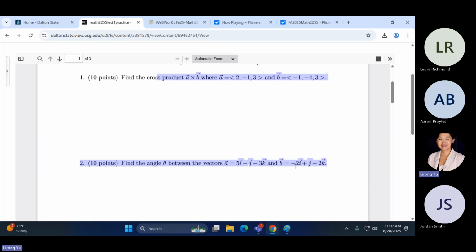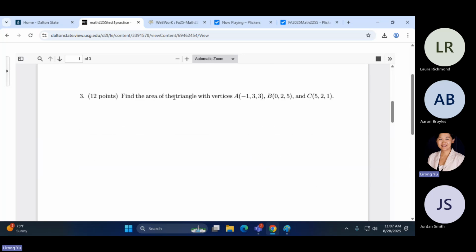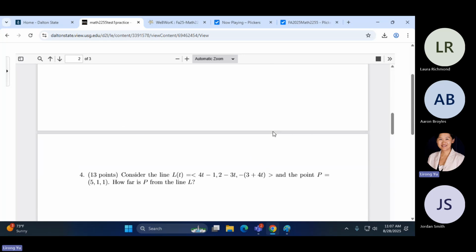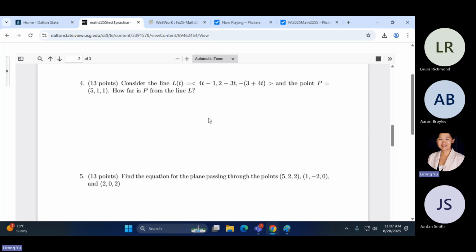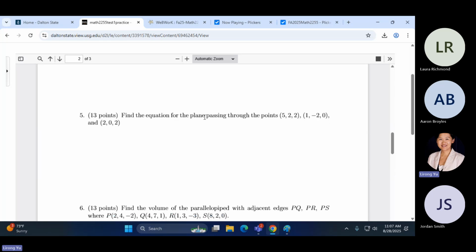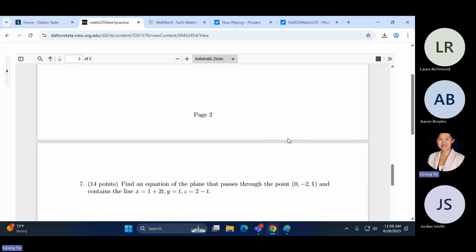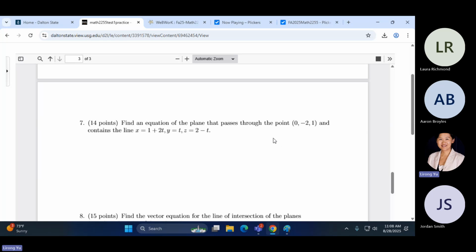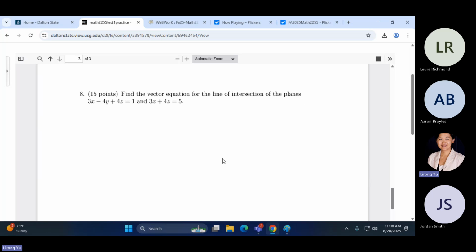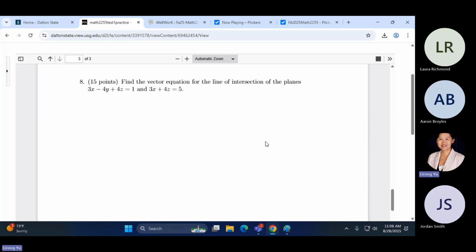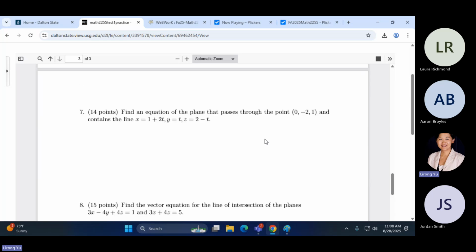A cross product and then dot product for this one, and then cross product to calculate area. This is calculation of distance from the point to the line, determine equation plane with 3 points, determine the volume of parallelogram. Those are typical questions you saw in the homework. This is determining the equation of a plane through a point and line. And this is find the vector equation for the line of intersection. That's all. So you see, those are very familiar questions.